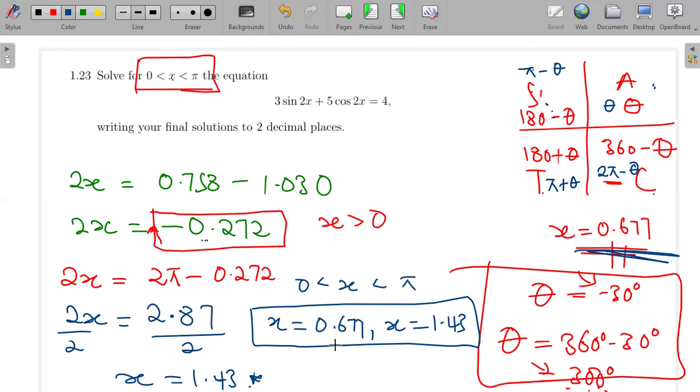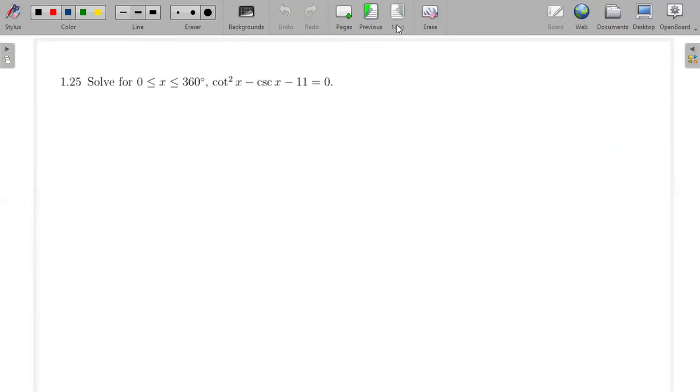Okay, so any questions there? Okay, so let's look at the next one. I think this is the last one for today. So this one here, they ask to solve a trigonometric function. But we have to make use of a certain identity. So it's very important for you to know identities when you're solving trigonometric functions.